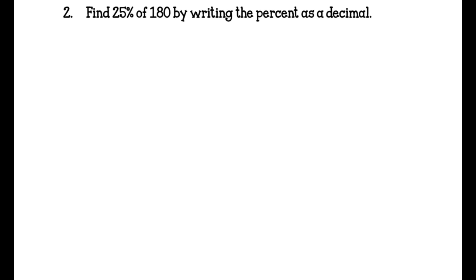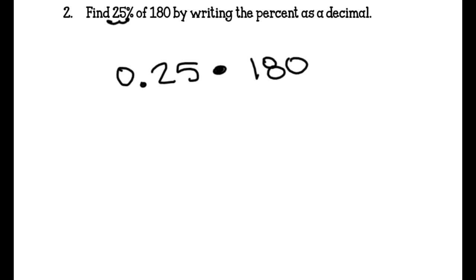Number 2 says find 25% of 180 by writing the percent as a decimal. So first thing you do is make the percent a decimal. So you move the decimal right here, over 2, 1 and 2. So I take 0.25, or 25 hundredths, of 180, which means I'm going to multiply by 180. And when I do that, I get 45. On this, I do not care if you use a calculator or if you do it old school way and just multiply decimals. Either one works for me.